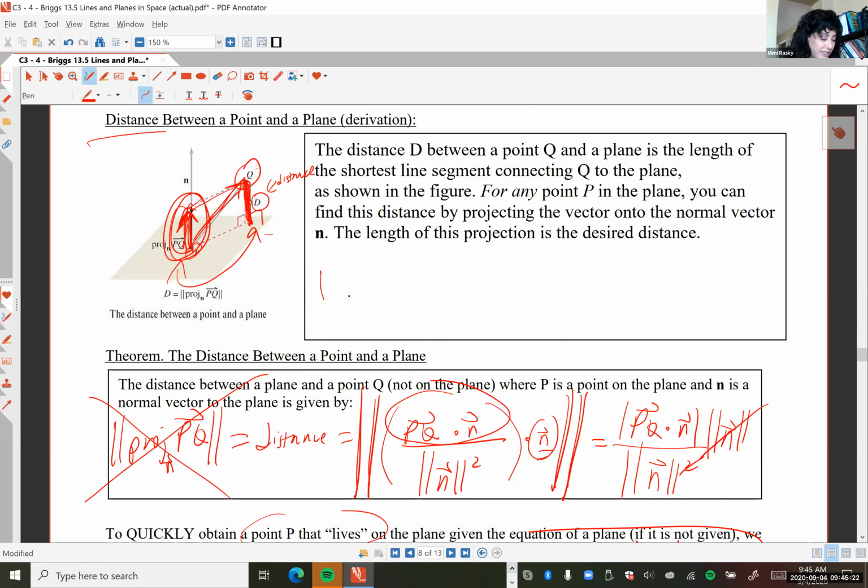So D is, in fact, this. And that's what you're going to use. But get that point P on the plane. And that's kind of the hard part. So let's go do a problem.